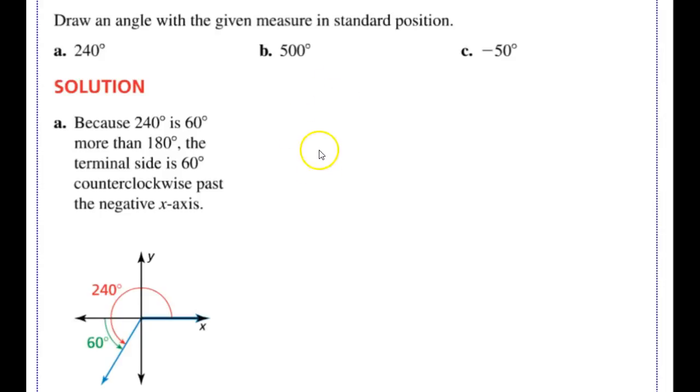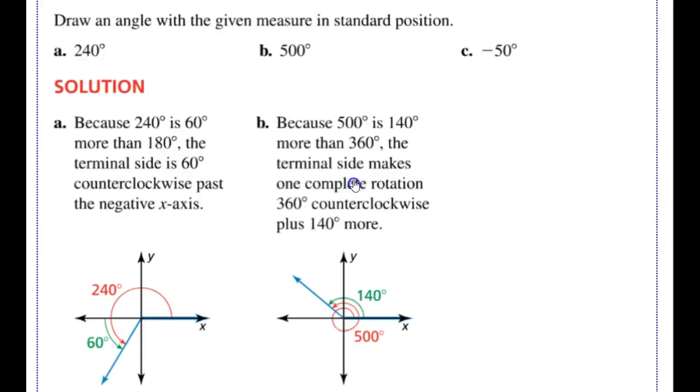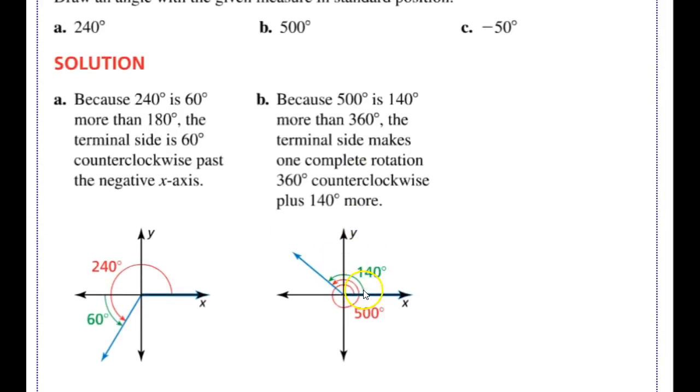So now let's look at B with a measure of 500 degrees. Well, I know 500 degrees is more than one rotation, because one entire rotation around a circle is 360 degrees. I can still draw that angle though. So I set my ray here on the x-axis, and I go around once, which gives me 360 degrees, and then I have to go another 140 degrees. So that's where I can draw the terminal side of that angle.